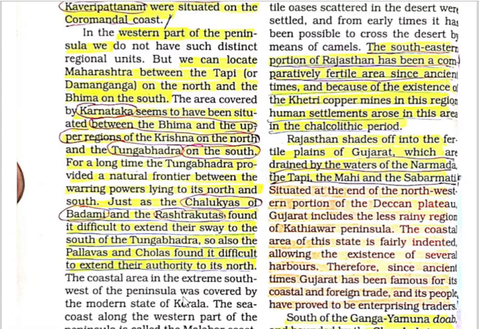So Tungabhadra has played a very important role in the history of India, और आप देखते हैं कि नेचुरल फ्रंटियर बना हुआ था इन वॉरिंग पावर्स के बीच में, जो इसके नॉर्थ में भी सिचुएटेड थी और साउथ में भी सिचुएटेड थी. तो हम देखते हैं कि चालुक्याज ऑफ बदामी या फिर राष्ट्रकूटास, उन्होंने फाउंड इट वेरी डिफिकल्ट टू अटैक और टू एक्सटेंड देयर स्वे टू द साउथ ऑफ द तुंगभद्रा. सो साउथ ऑफ तुंगभद्रा जाना इन पावर्स के लिए बहुत डिफिकल्ट था.